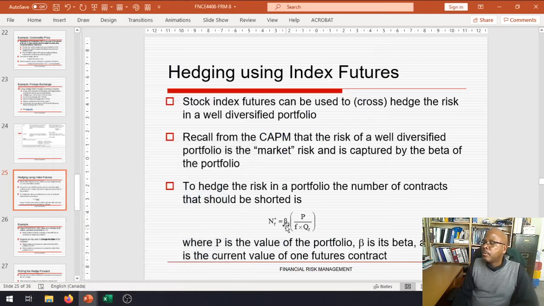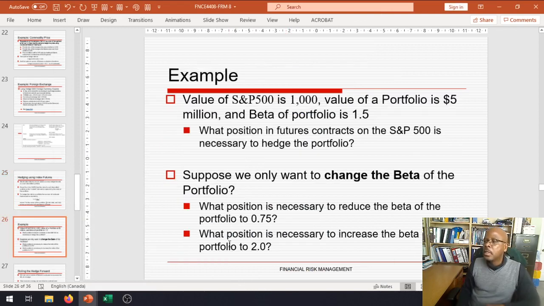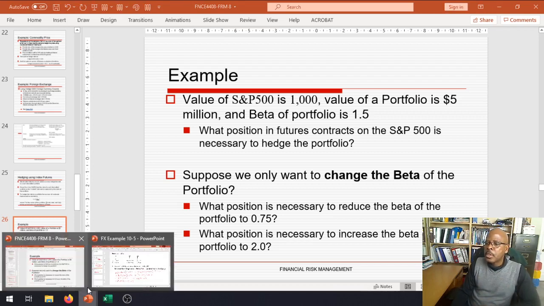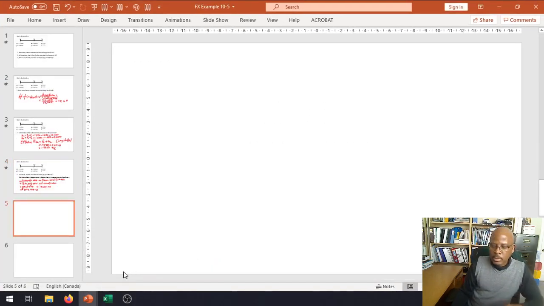For our example here, suppose the current futures price on the S&P 500 is $1,000. The portfolio has a portfolio size of 5 million, and the current beta of the portfolio is 1.5. The question now is, what position in the futures contract should this portfolio manager use to hedge out the market risk of this portfolio? In order to answer that, we'll take a clean page.